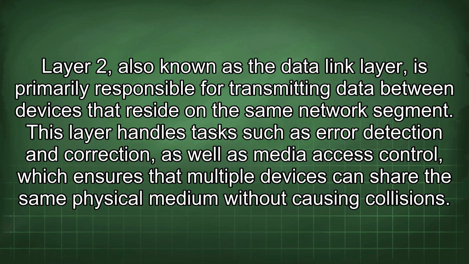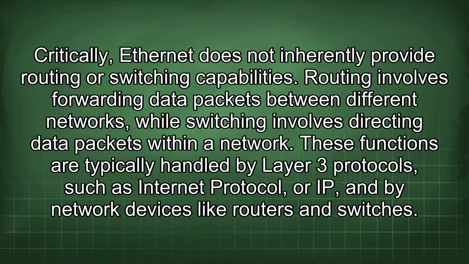This layer handles tasks such as error detection and correction, as well as media access control, which ensures that multiple devices can share the same physical medium without causing collisions. Critically, Ethernet does not inherently provide routing or switching capabilities. Routing involves forwarding data packets between different networks, while switching involves directing data packets within a network. These functions are typically handled by Layer 3 protocols such as Internet Protocol or IP, and by network devices like routers and switches.